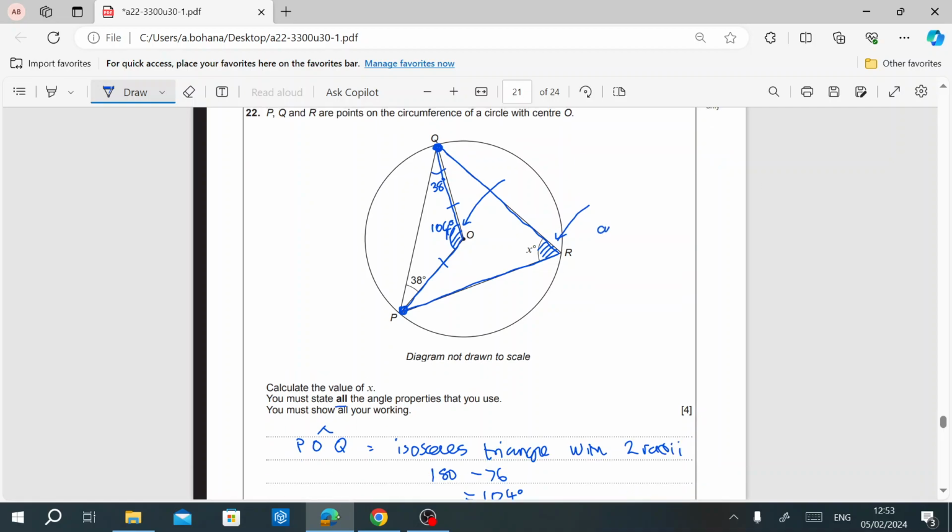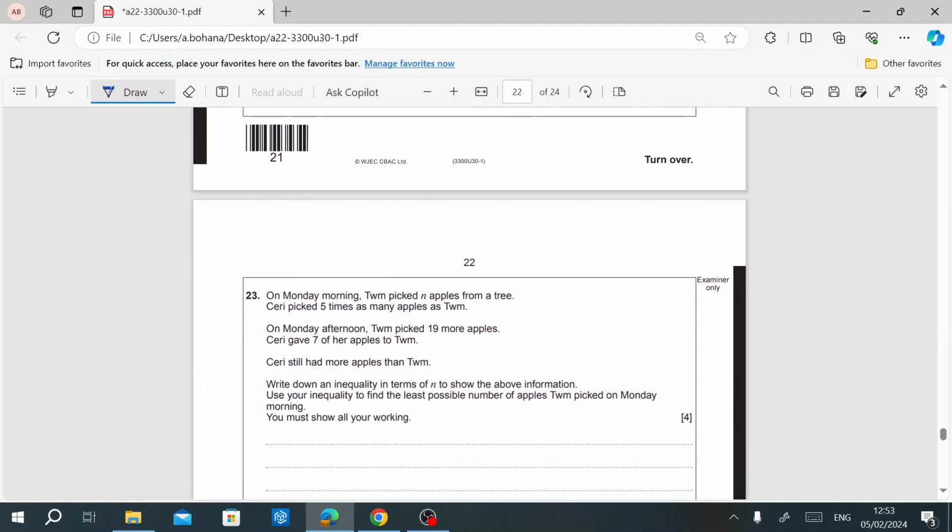is twice the angle subtended at the circumference. At the circumference, okay? So angle at the center is twice the angle subtended at the circumference. So in other words, the angle here is double the angle there. So the answer to that was 52.